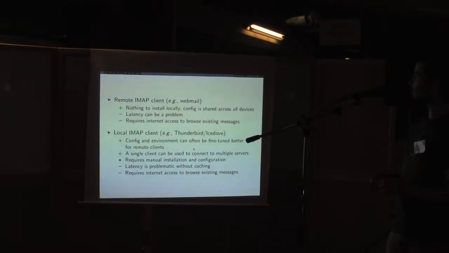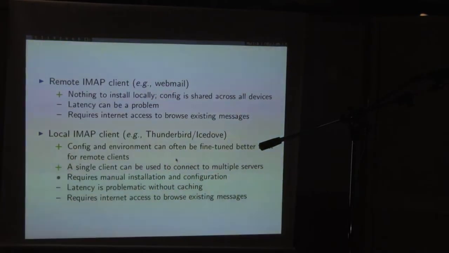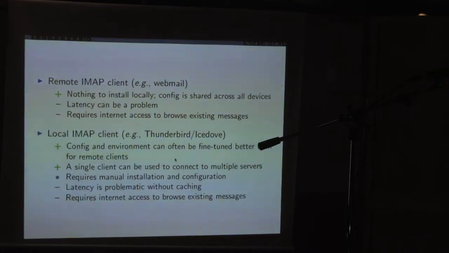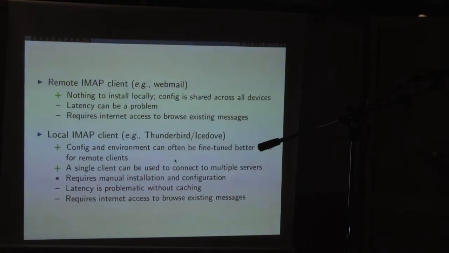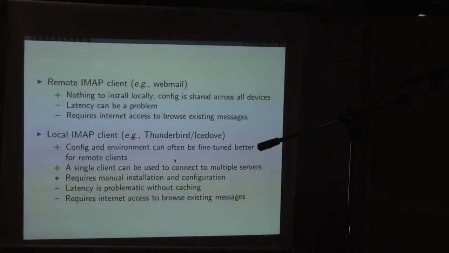A common alternative is to use a local IMAP client like Thunderbird or Icedove. It gives you a bit more room if you have a fancy configuration. However, a major drawback of those approaches is that they require internet access to browse existing messages, and latency can be a problem if you don't have local caching.